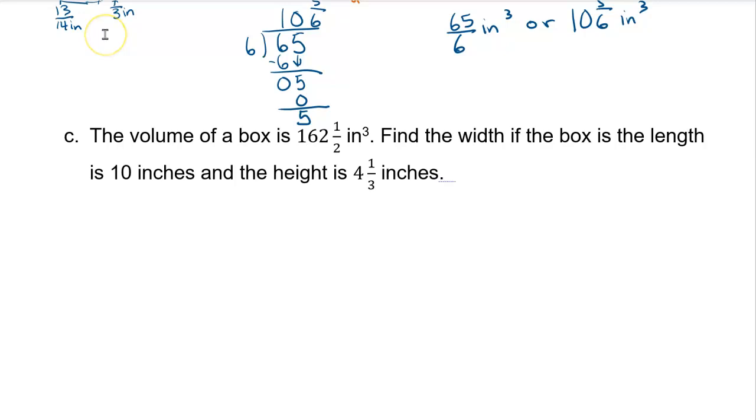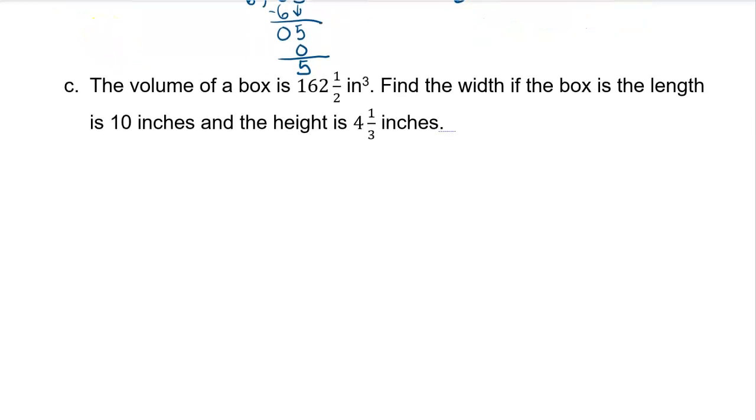All right, so for C, our one read through: the volume of a box is 162.5 inches cubed. Find the width if the box has a length of 10 inches and a height of 4 1/3 inches. All right, I see two mixed numbers there, and I see volume. So I have to convert those before I do anything else.